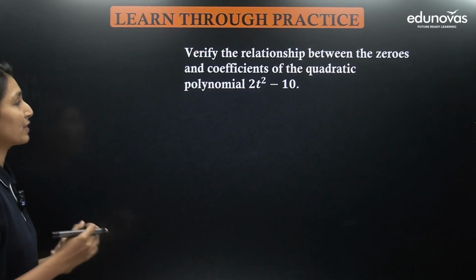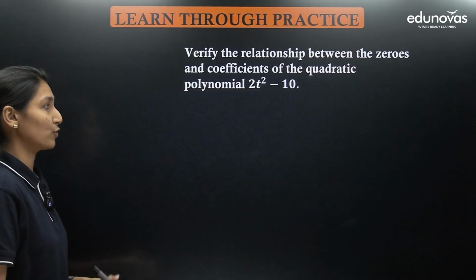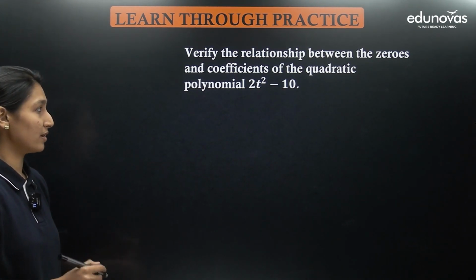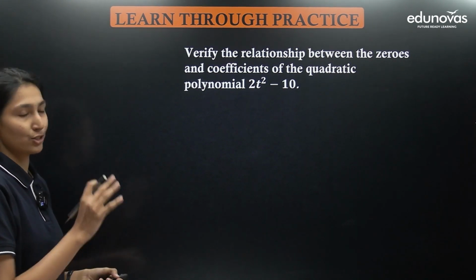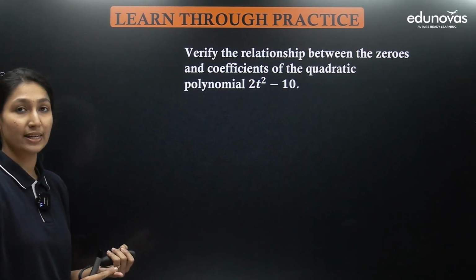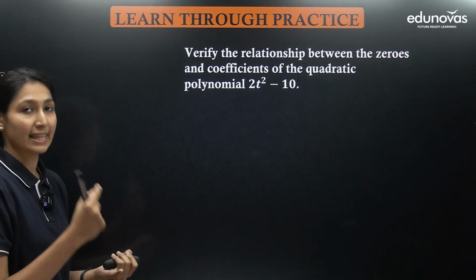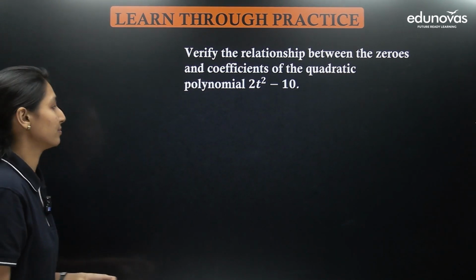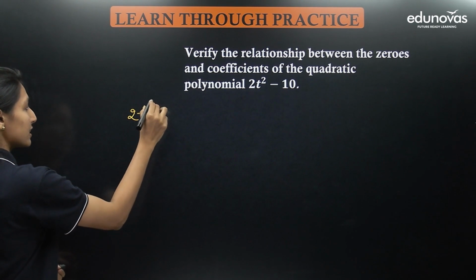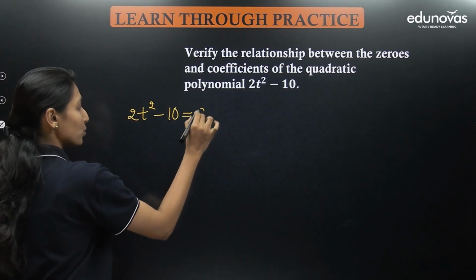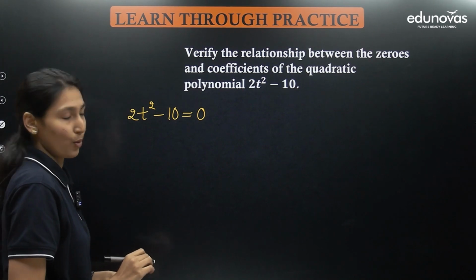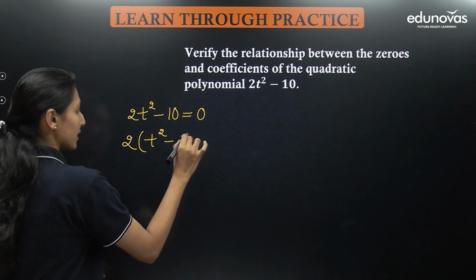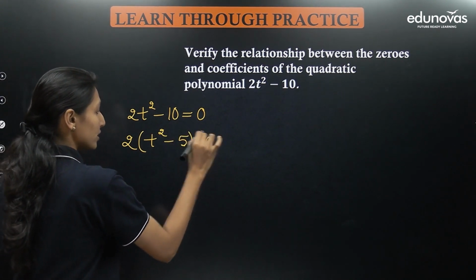The question is, verify the relationship between the zeros and coefficients of the quadratic polynomial 2t square minus 10. So here we are asked to verify the relationship. First we have to find the zeros for this polynomial, and then we should verify the relationship between zeros and the coefficients. Let's equate the given polynomial to 0 in order to find zeros of the polynomial. So take out 2 common: t square minus 5 is equal to 0.